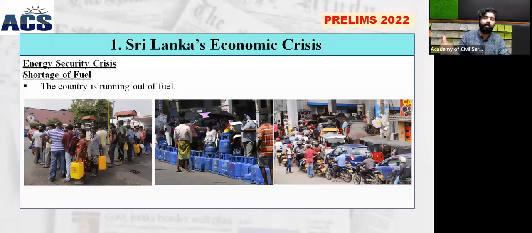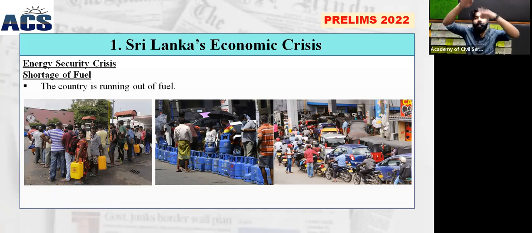And now the crisis. You can see the many images in the newspaper discussing people in the queue at the petrol pump, people in the queue for getting LPG or the basics, the energy, LPG gases and other fuels. That means the country is experiencing a shortage of fuel. That means the country does not have any money to purchase any energy or fuel from abroad or any other countries. That means it's resulting in the shortage of fuel.